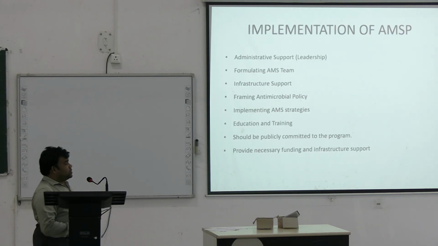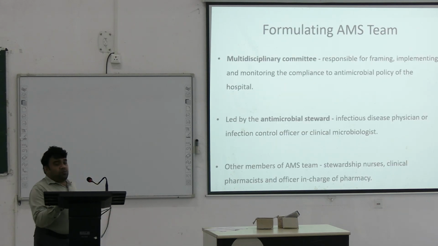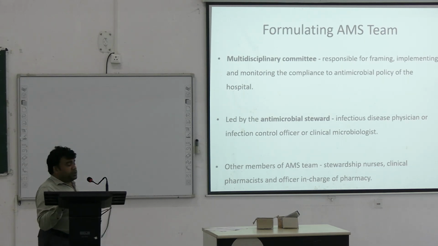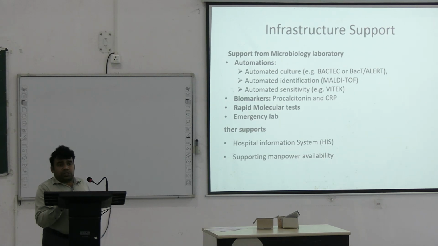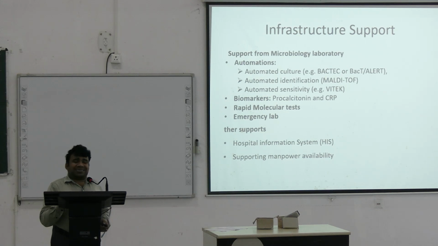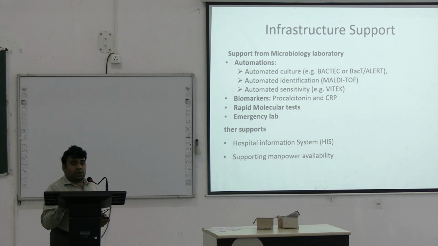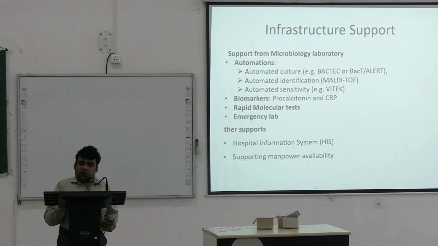Now, to implement the ASP, obviously the hospital has to take the leadership action to formulate a team. The team is also called the Antimicrobial Stewardship Team, with proper infrastructure support and framing of antimicrobial policy. Now, coming to formulating the Antimicrobial Stewardship Team, all aspects of the hospital should be included in this team with a multidisciplinary committee and an antimicrobial steward who would direct and implement these policies. Furthermore, the hospital should have a proper laboratory setup to identify infections at the earliest, along with other non-microbiological biomedical tests which would indicate the infections, and a robust laboratory and hospital information system so that the communication barrier would be avoided.